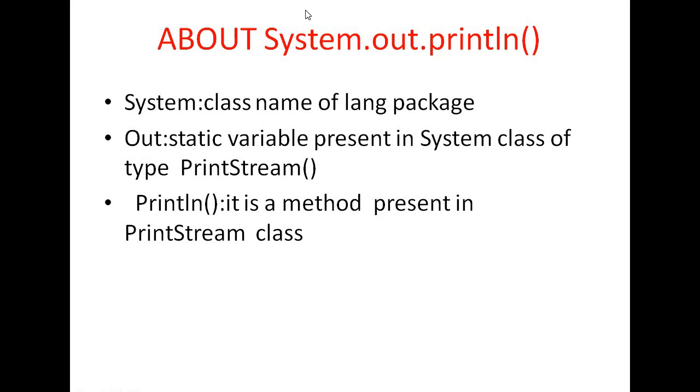Next, what about System.out.println? Generally, when I try to print something on the screen in Java, I am using the syntax System.out.println. In C programming, whenever I want to print, I am using the printf function. In C++, whenever I want to print, I am using the cout object. But whenever in Java I want to print something, I am using System.out.println. So what is System, what is out, and what is println?